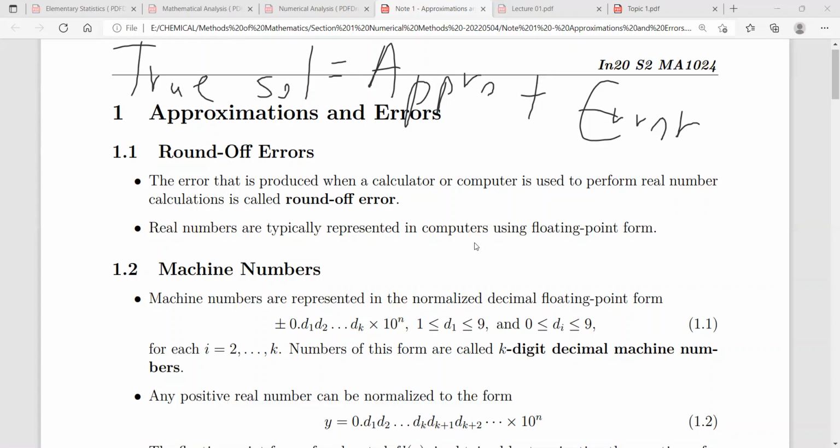The difference between the true value and the approximate value, that is what we call the error. The true solution equals approximate value plus error.